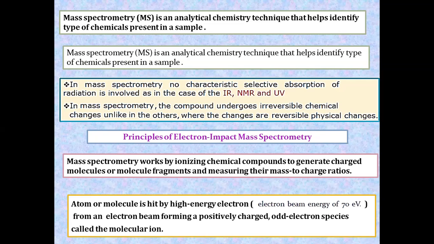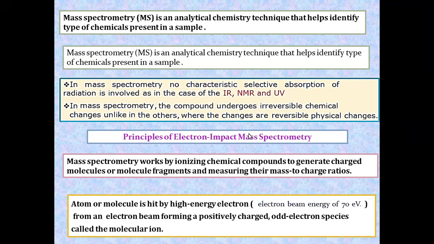The mass technique is completely different from IR, NMR, and UV. All these three techniques involve the absorption of energy and emission of energy, whereas in mass, there is no absorption or emission of energy.